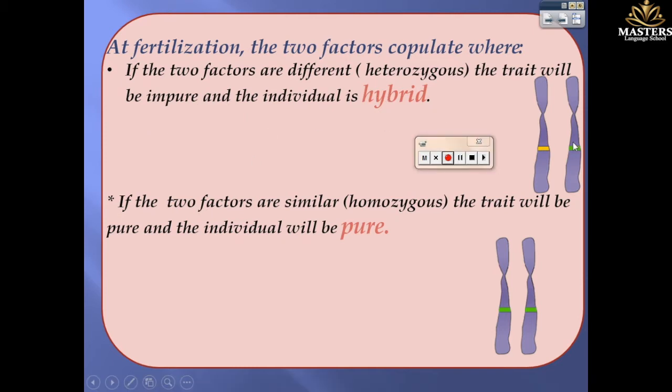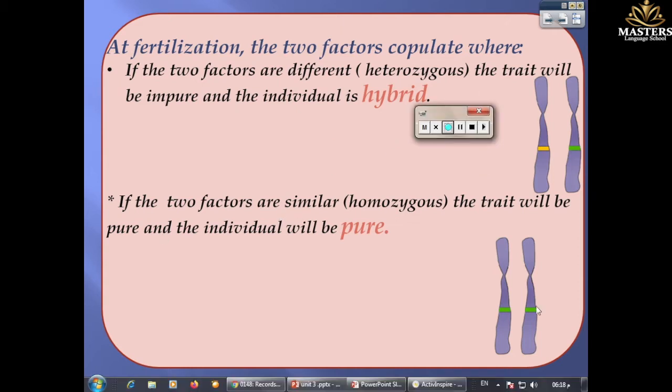Again, if the two factors copulate where they are different, heterozygous, the trait will be impure. We call the individual in this case hybrid. But if the two factors which carry the hereditary trait are similar, homozygous, the trait will be pure and the individual will be pure.